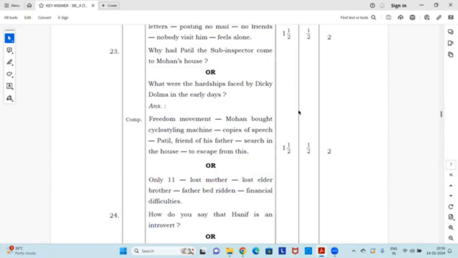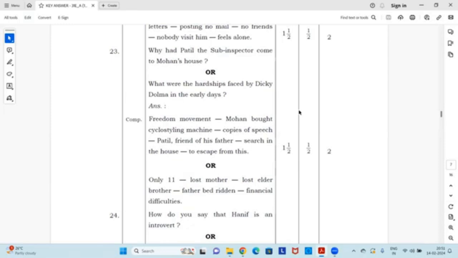Okay. So answer for the first one. Why did the sub-inspector come to his house? It was a freedom movement. Mohan bought a cyclostyling machine. He copies the speech. Patil, the friend of his father, searched in the house to escape from this. So these are the key points. Again, you just go through the chapter and the textual answers which have been already uploaded in my channel, and in your text also it would be there. So just find it out. With the help of these points, you can develop your answer again.